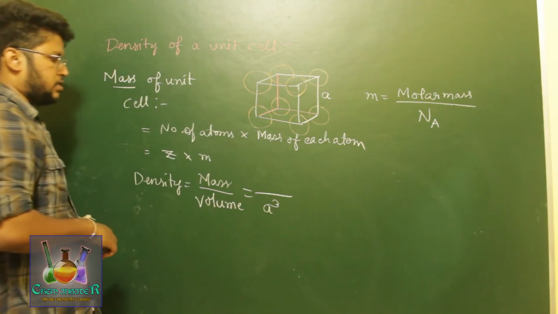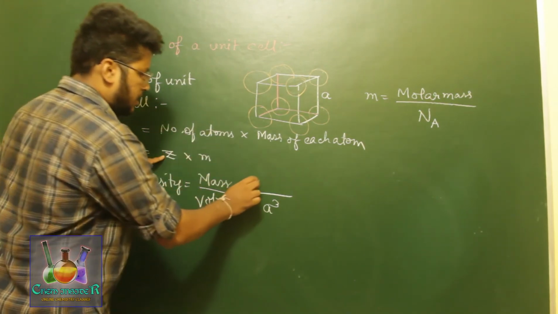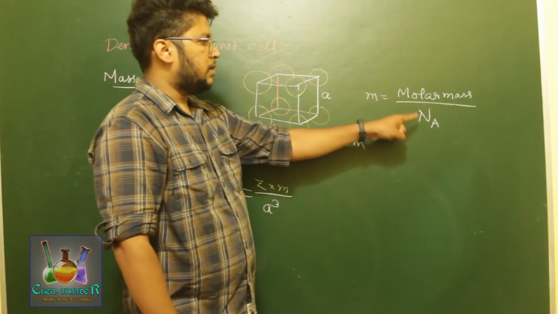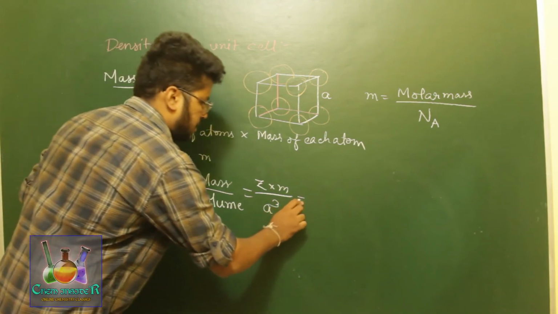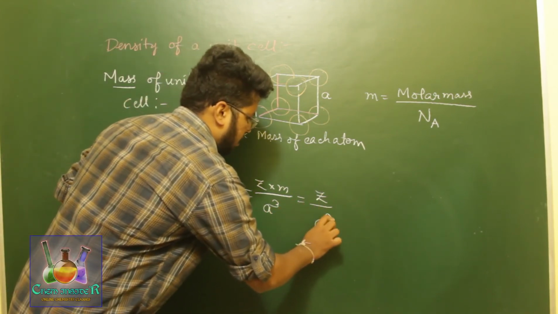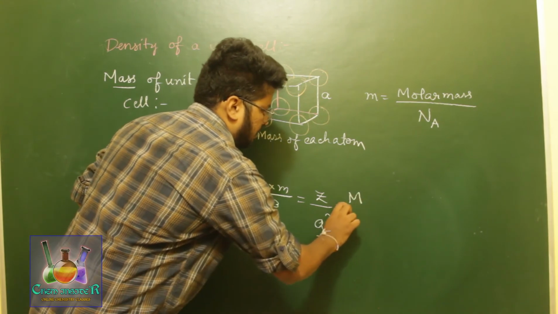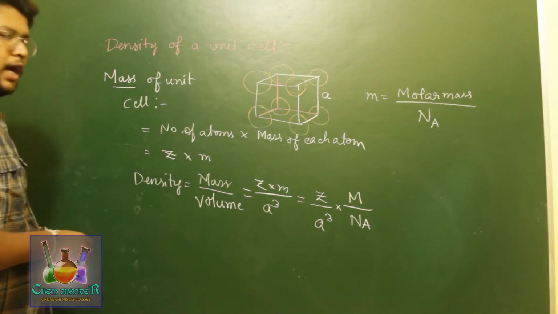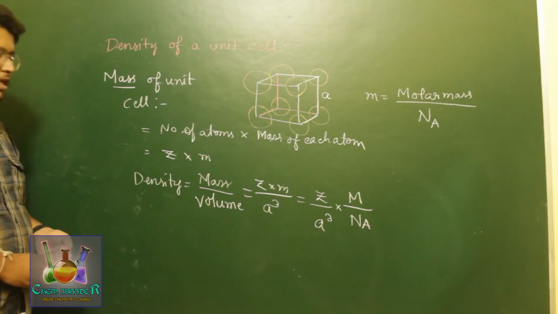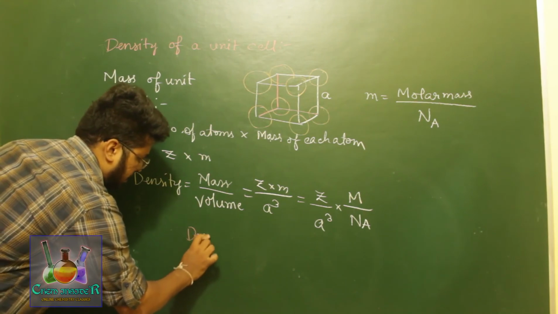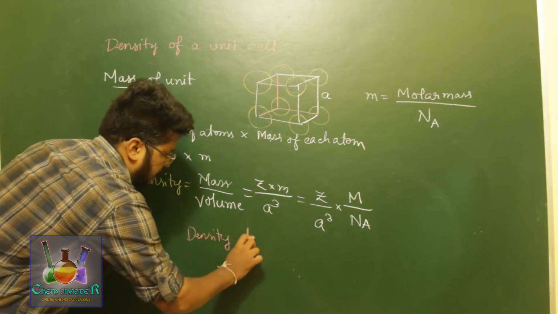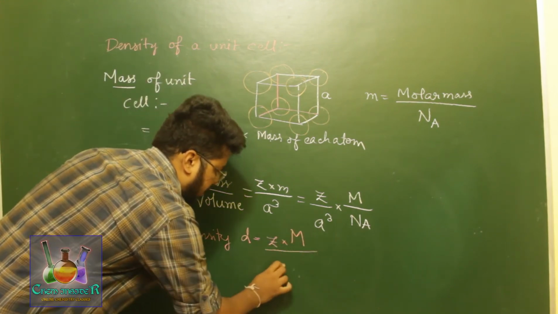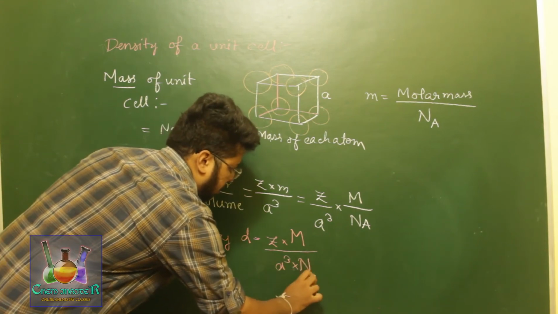So writing down those terms, the mass of a unit cell is Z times m, and further we know m is equal to molar mass by Na. Therefore, substituting that value, if we have to calculate the density of a given unit cell, it is given by the formula: density d is equal to Z times M divided by a cube times Avogadro number Na.